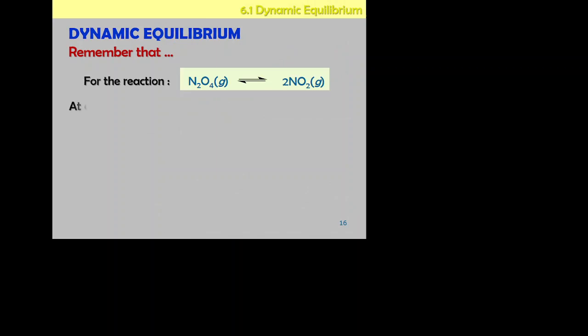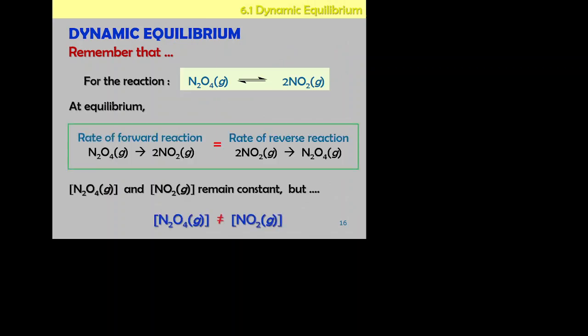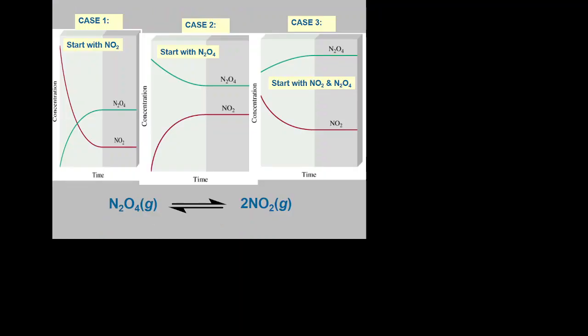So remember that this is the most important point where equilibrium does not mean the concentration is the same. It is just that the rate of forward reaction is equal to the rate of reverse reaction. So kita dah tak ada, we observe zero change in diorang punya concentration lah basically.